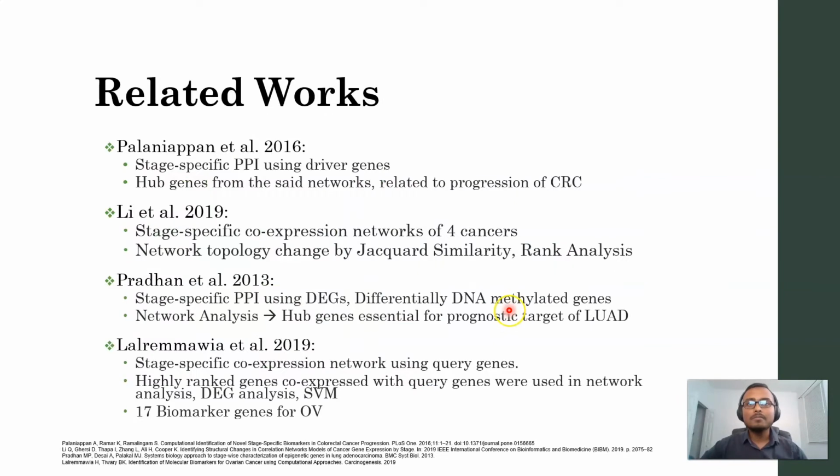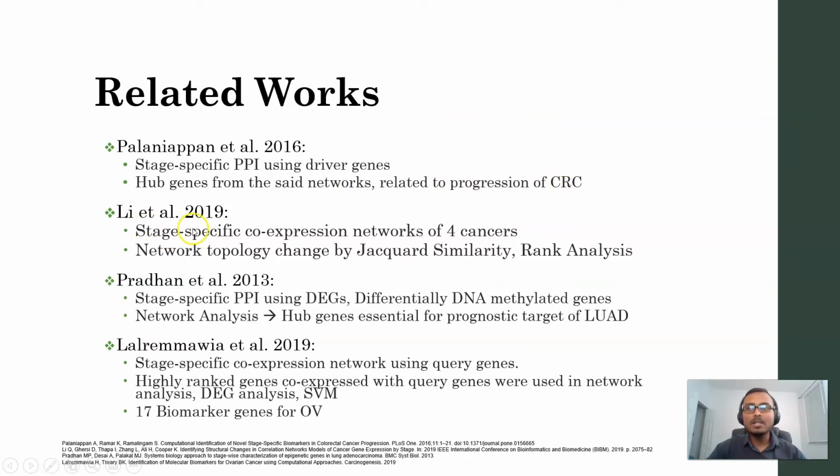So here I want to explain some related works. In the work by Palaniappan et al., they constructed a stage-specific protein-protein interaction network using some driver genes, and from those they applied network analysis to find some hub genes which are then said to have a relation to the progression of colorectal cancer.